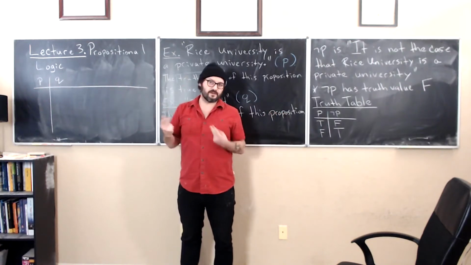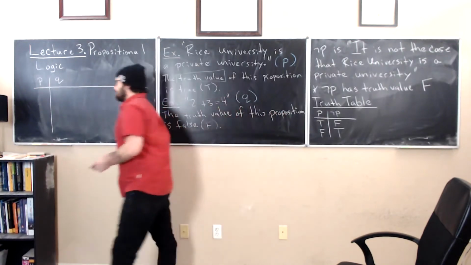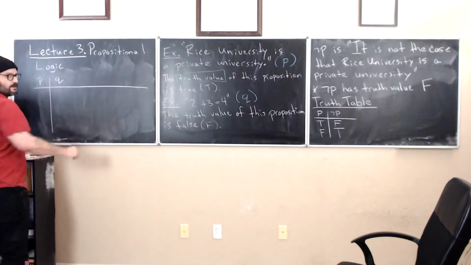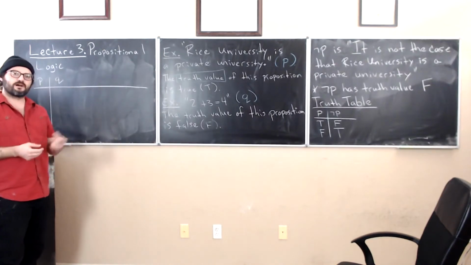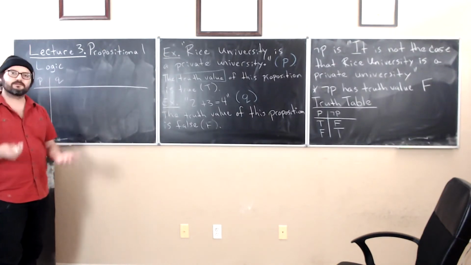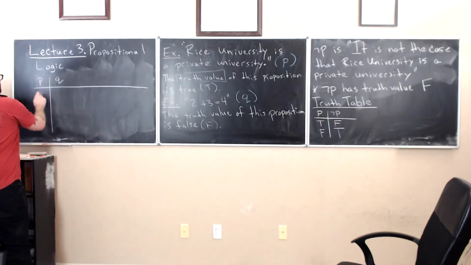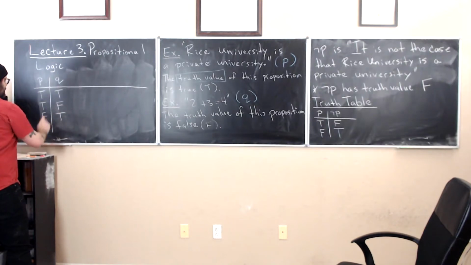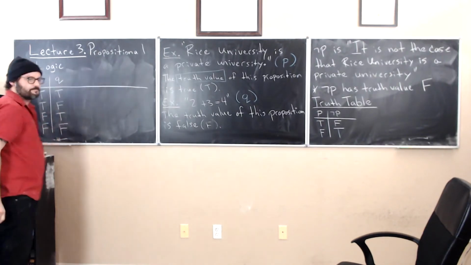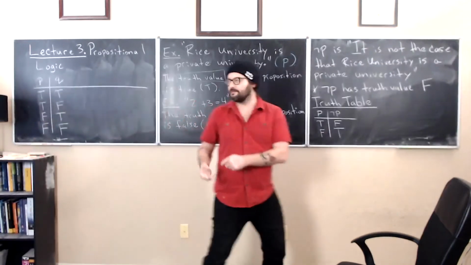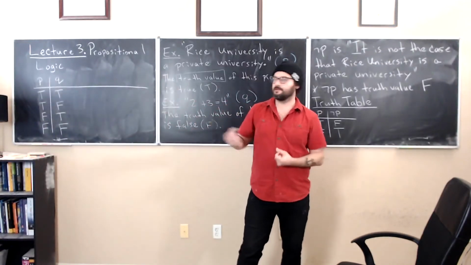Propositions only have two different values, right? True or false. So in these two columns here, we're going to enumerate all the possible combinations of the values of P and Q together. So P can be true, Q can be true; P can be true, Q can be false; P can be false, Q can be true; and then finally they both can be false. So those are all the possible combinations of truth values between P and Q.